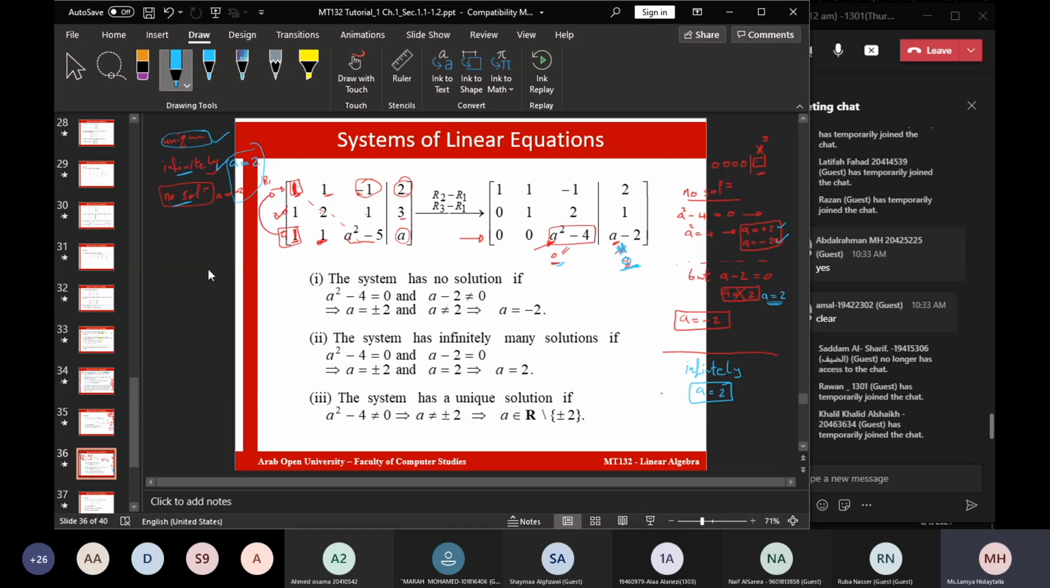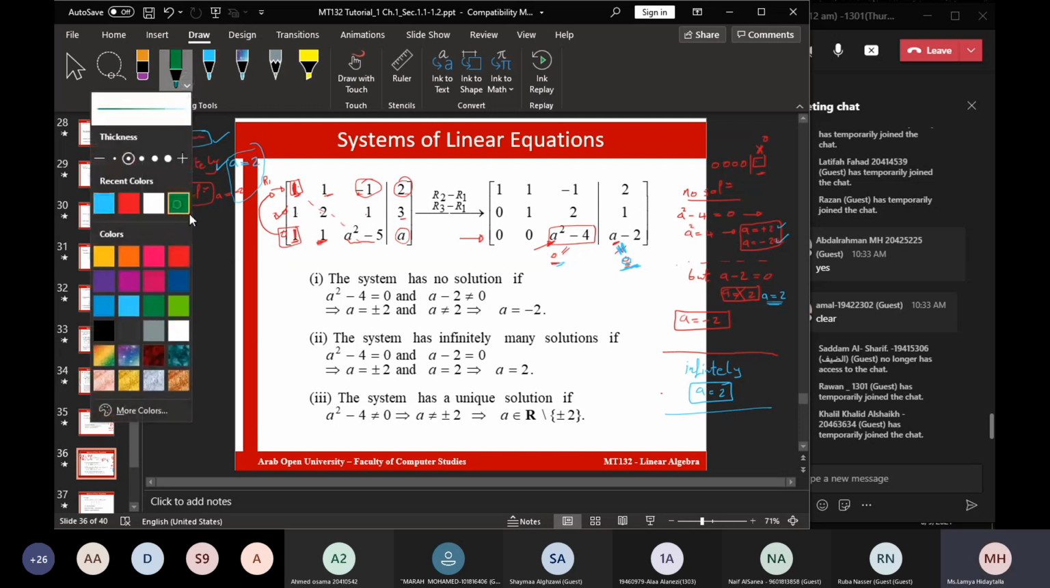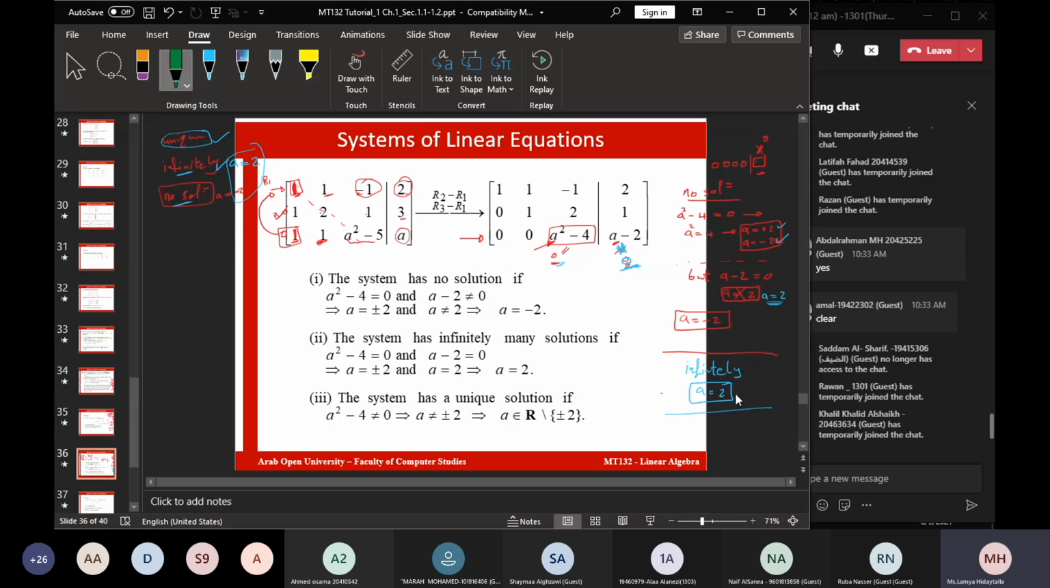So when can we have a unique solution? We will have a unique solution for every other real number except this one and this one. So we have a unique solution for any real number except the set of numbers plus 2 and minus 2. So this one, two numbers, I will exclude them. So in this case, I'm going to get a unique solution.